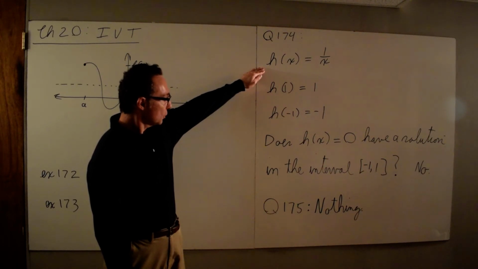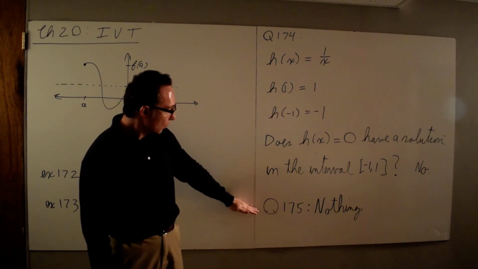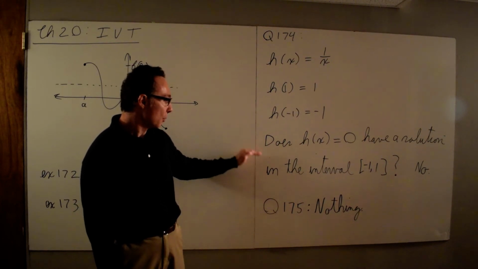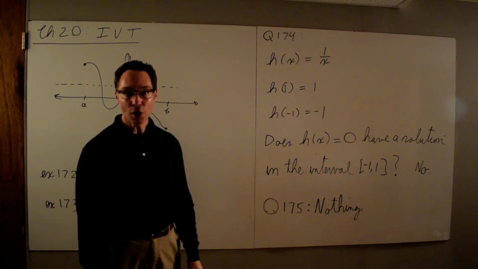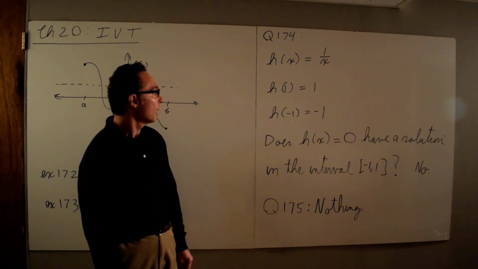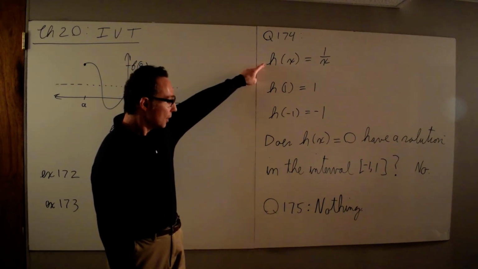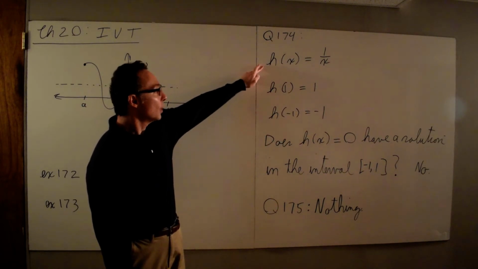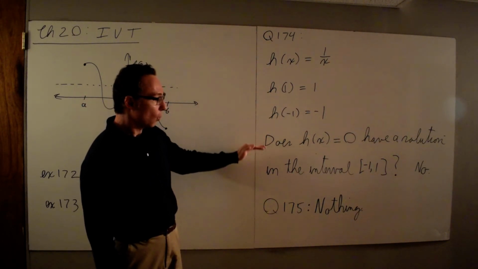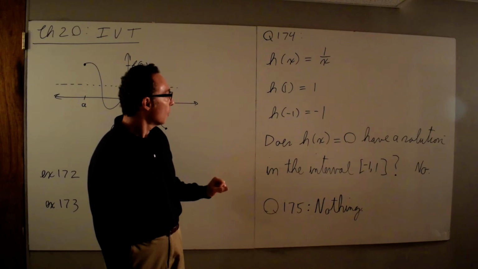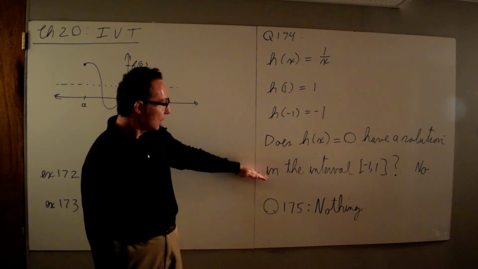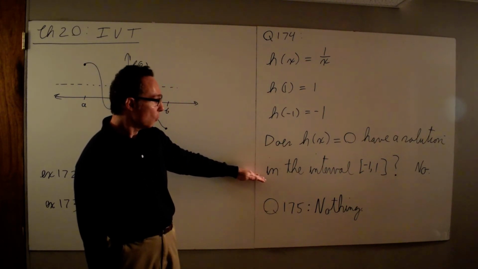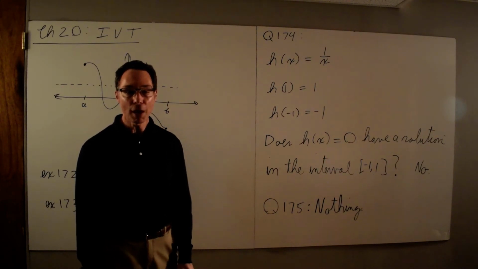And so the next question is, what does the intermediate value theorem say about this? And the answer to that question is nothing. It doesn't say anything. Why? Because this function is not continuous in the interval negative 1 to 1. This function does not exist at 0, therefore it's not continuous at 0. So this function is not continuous on the closed interval, negative 1 to 1, therefore the intermediate value theorem simply does not apply.